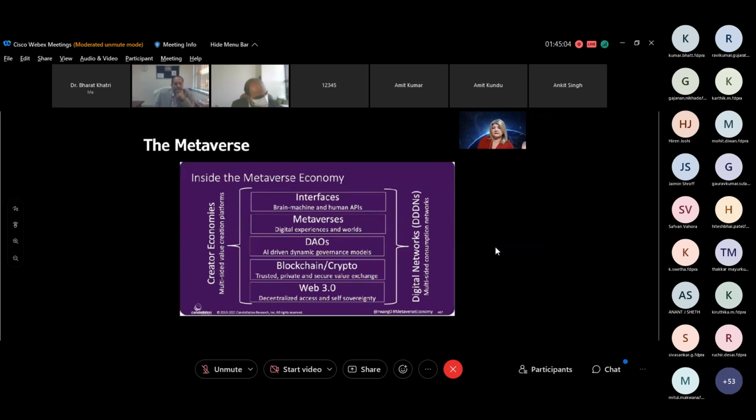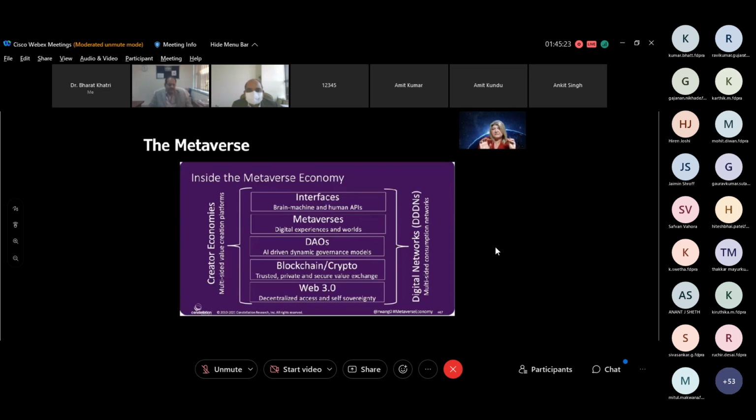Now, one of the critical elements of this metaverse economy is that it's a two-sided marketplace. You have created economics on the left-hand side. Think about things like NFTs, creating a gallery of NFTs, creating that multi-sided creators platform. And on the right-hand side, or the other side of the two-sided marketplace, are these digital networks.